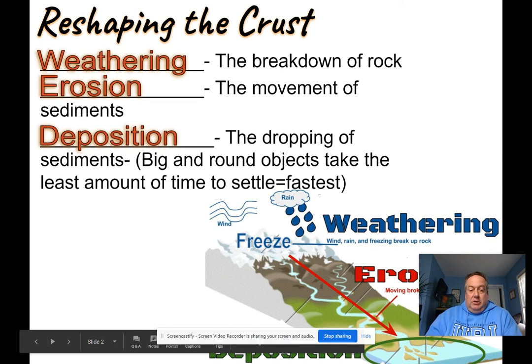As you can see here, just a quick little diagram showing you the process. We start off up top here with the freezing. So we have wind, rain, something that's going to break up the rock. That rock is then usually carried away by, let's say, a river. That's your erosion. And we get all the way out to the end to deposition, which is going to be a delta or something like that.